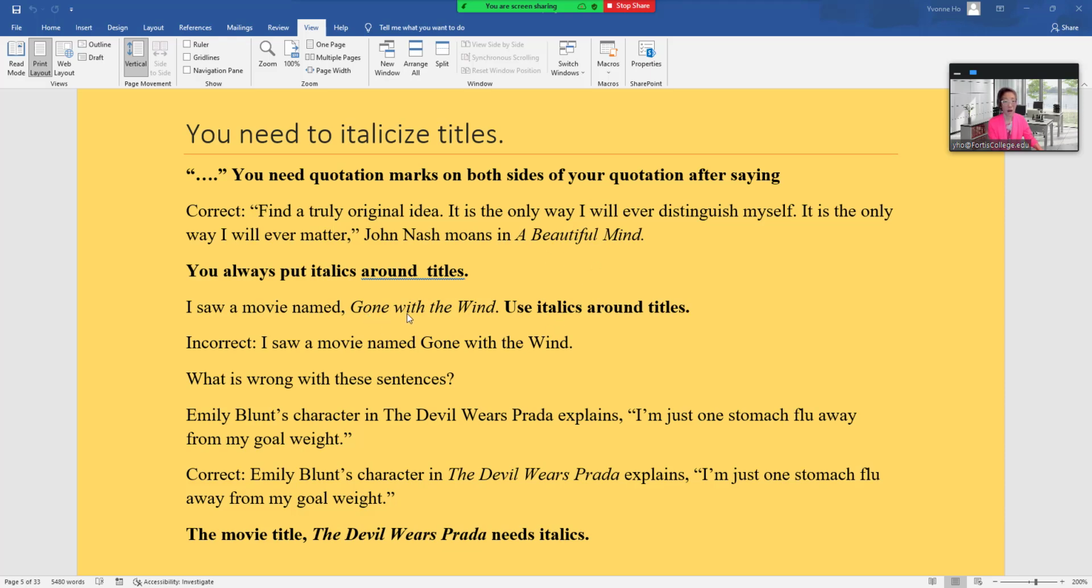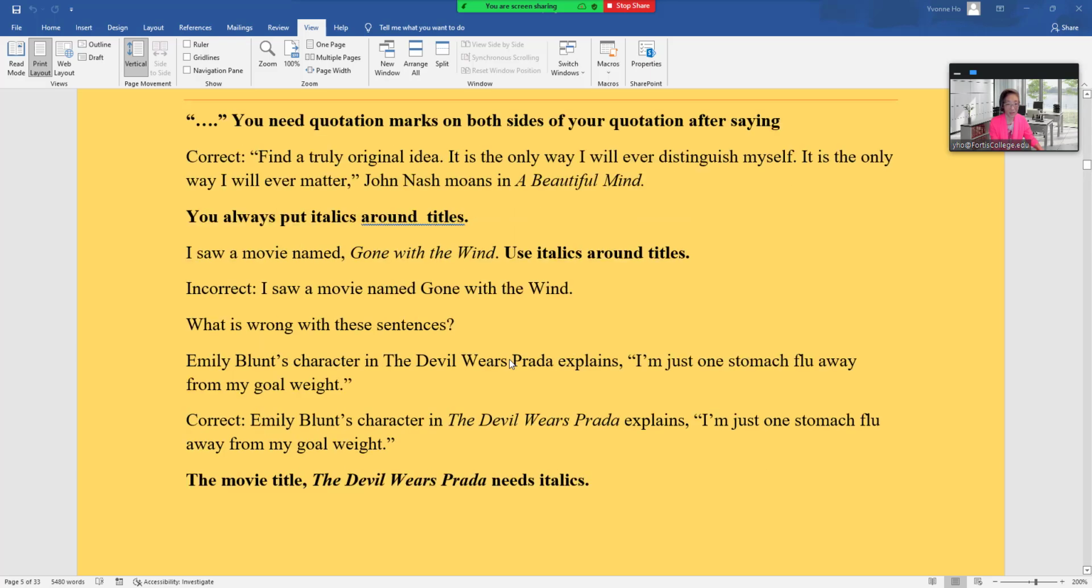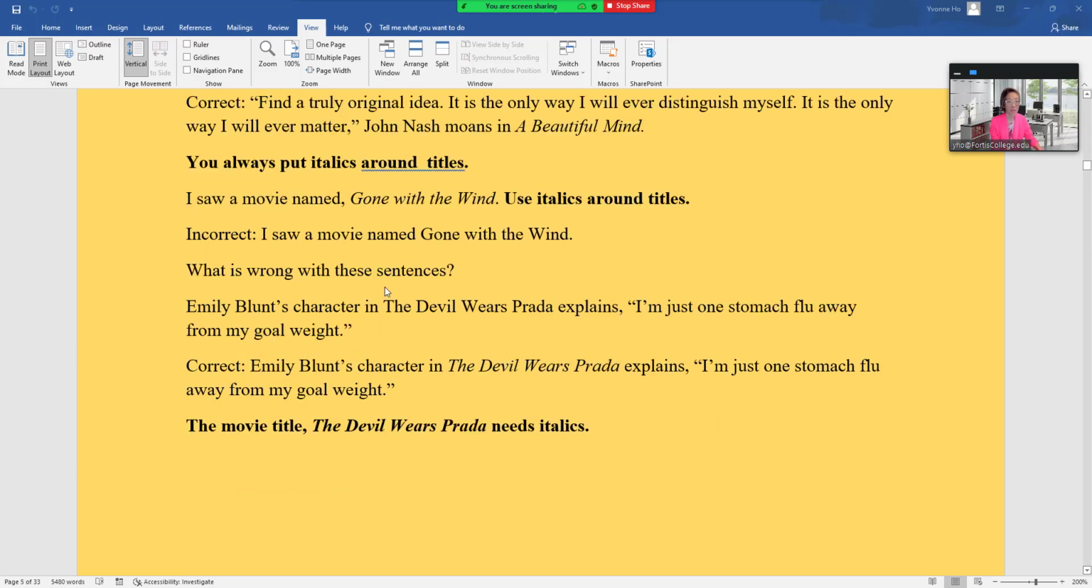Here you have Gone with the Wind. So here you have to italicize Gone with the Wind. This is incorrect because Gone with the Wind, the movie title, is not italicized. What is wrong with these sentences? Remember that titles have to be italicized. So The Devil Wears Prada, look at that, it's not italicized, so that sentence is wrong. But this sentence is correct because here the title, The Devil Wears Prada, is italicized.